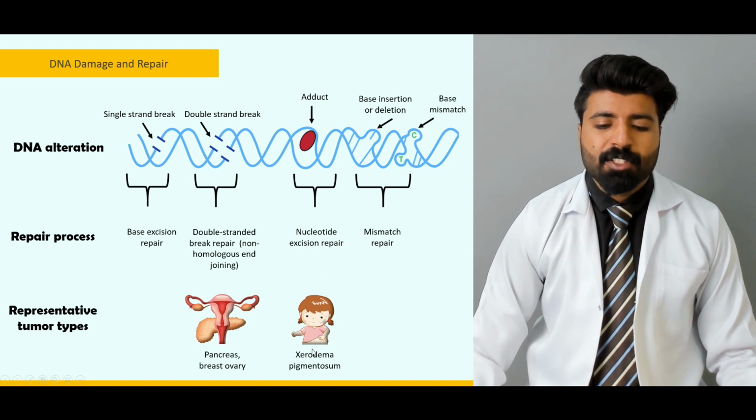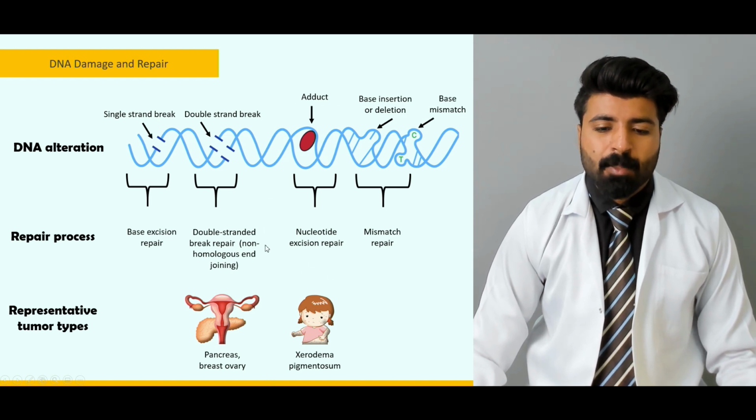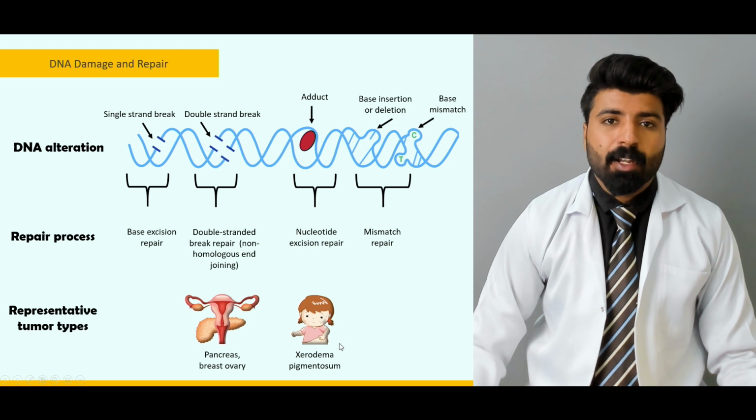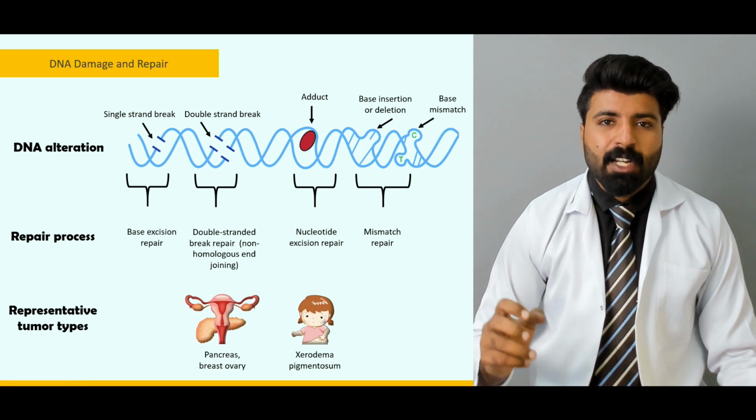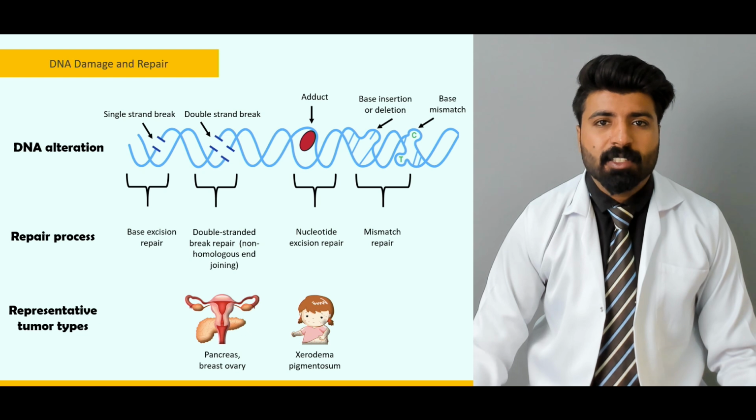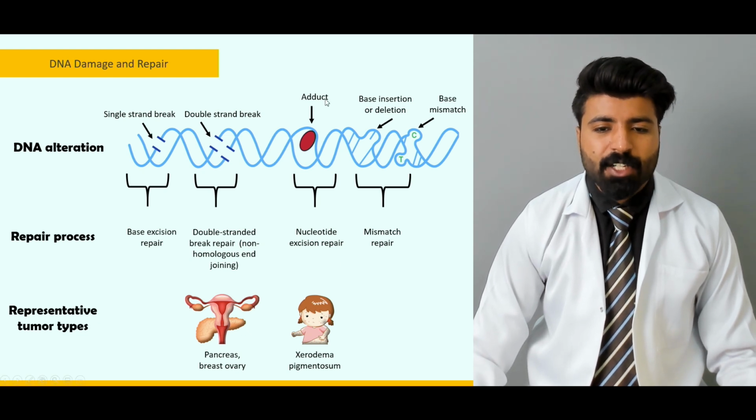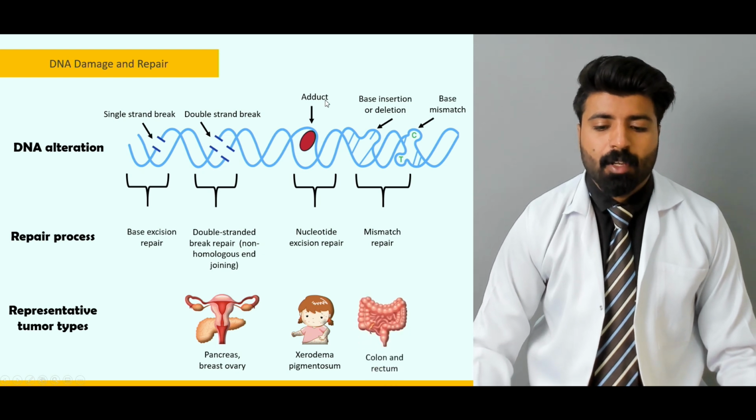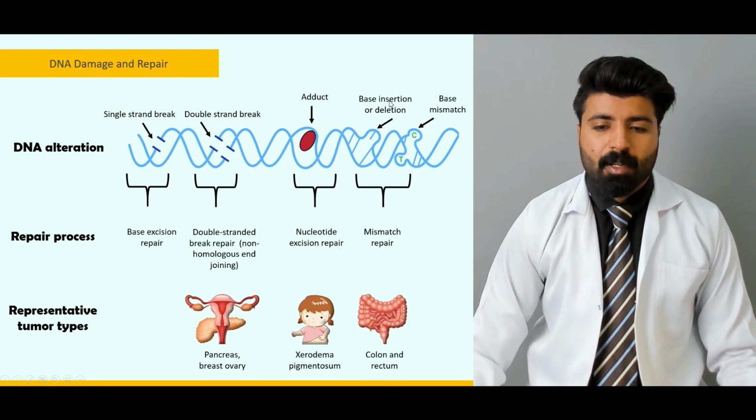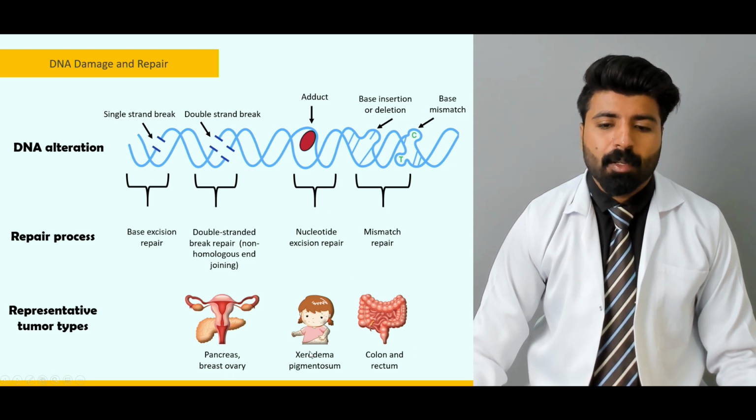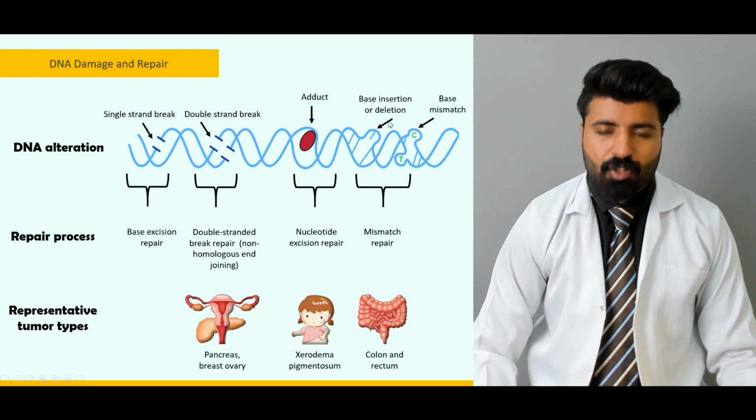Adduct only happens in xeroderma pigmentosum. This is something which can come in your board exam, that what happens if DNA is altered in a way that it's adducted somehow. So xeroderma pigmentosum is the only condition which comes with the adduct. Mismatch repair and base insertion, base deletion, or base mismatch, colon and rectal carcinoma will be the most probable representative tumor type in this kind of DNA alteration.